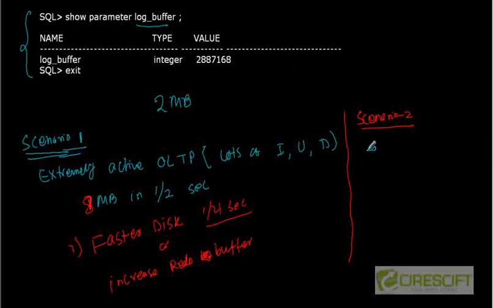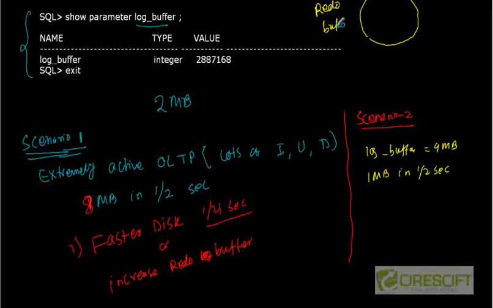So my log buffer is now 9 MB, and then I'm still going to generate 1 MB of redo in every half a second. So if I'm going to do 9 MB, let's just try to draw this. This is my redo buffer, and let's say this is my online redo log file.